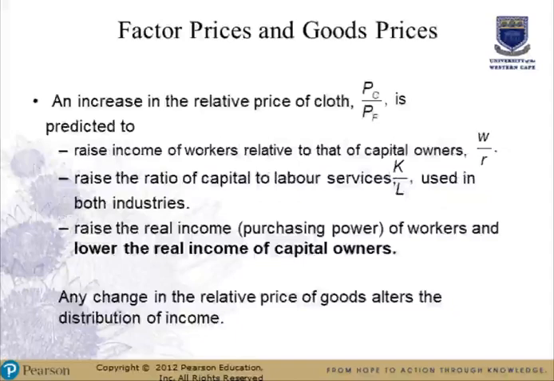Therefore, when both cloth and food are produced, an increase in the relative price of cloth will cause an increase in the wage-rental ratio. Thus, wages become relatively expensive to capital, hence firms will substitute expensive labor with capital, causing the ratio of labor to capital to drop in the production process of both goods. Therefore, the price increase in cloth raised the real income or purchasing power of workers, and it lowers the real income of capital owners.